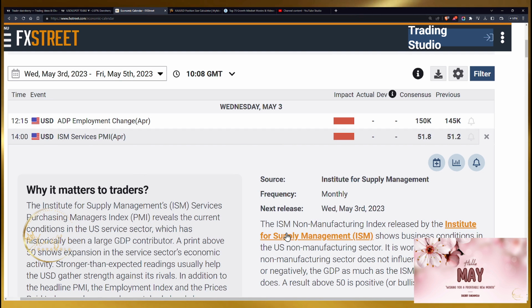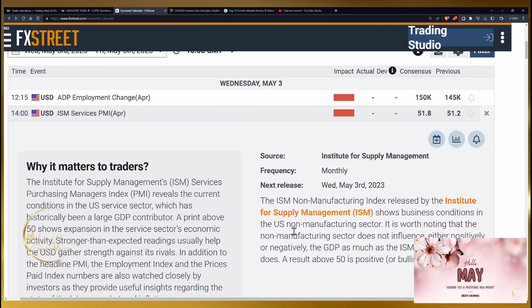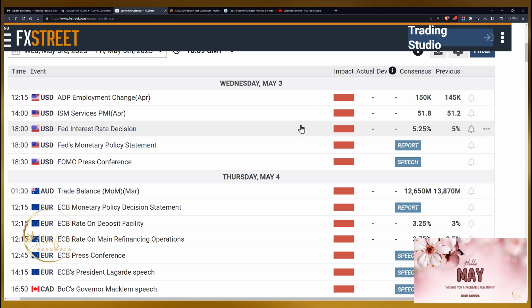Then we also have the ISM Services PMI, which is coming up in about 3 to 4 hours from now. This is released by the Institute for Supply Management, and it shows the business condition in the US manufacturing sector. A result above 50 is considered to be bullish for the US dollar, and anything below 50 is considered to be negative for the US dollar.